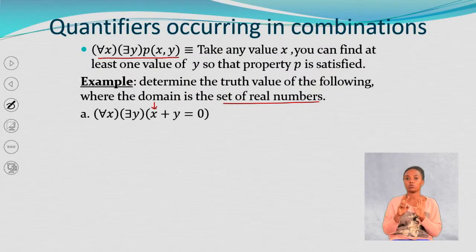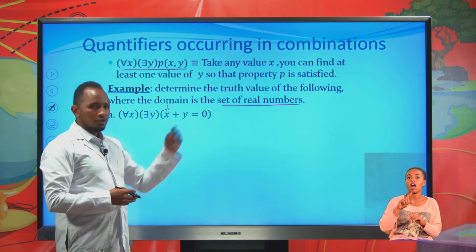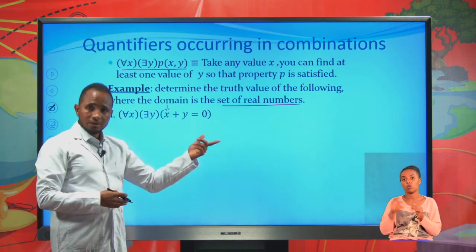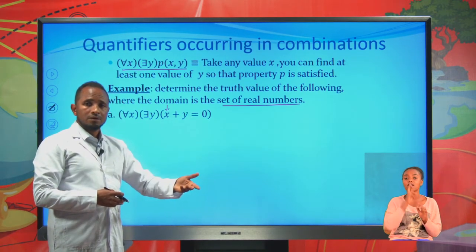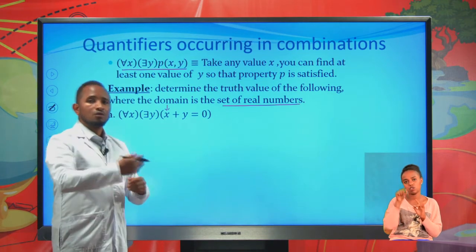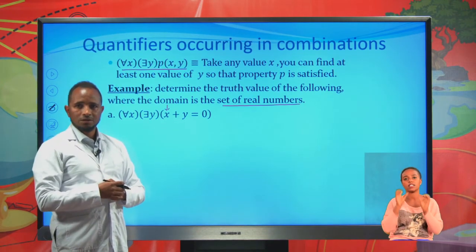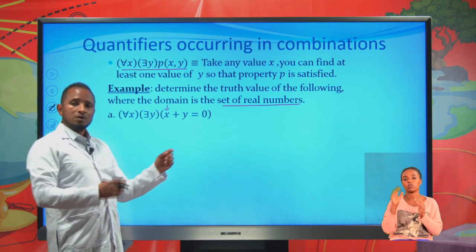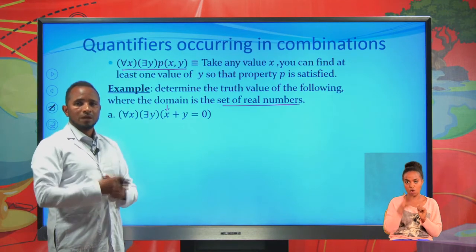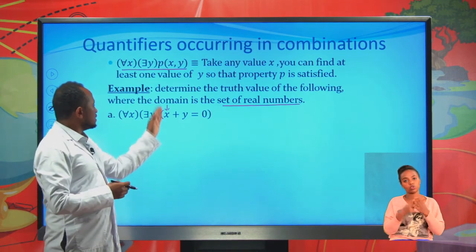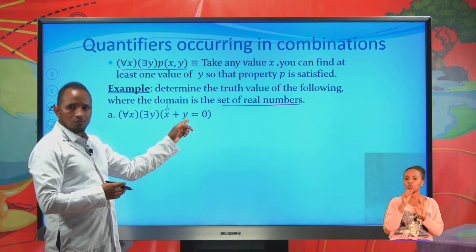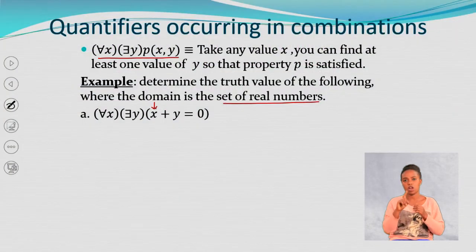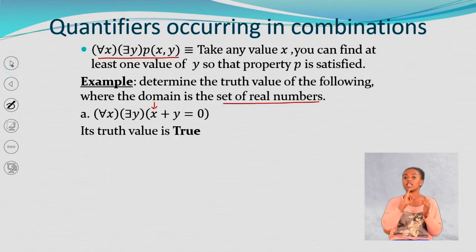Take any other real number. For example, if you take 100, 100 plus y is equal to 0, we can find y. Take any real number x, you can find a value of y in the real numbers. Yes, if you take root 2, root 2 plus y is equal to 0, so you can find y. y will be minus root 2. Therefore, take any real number x, you can find at least one value of y satisfying this equation. Therefore, the truth value is true.